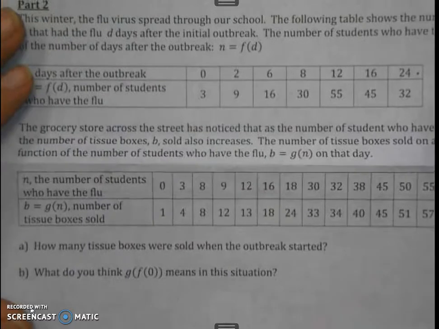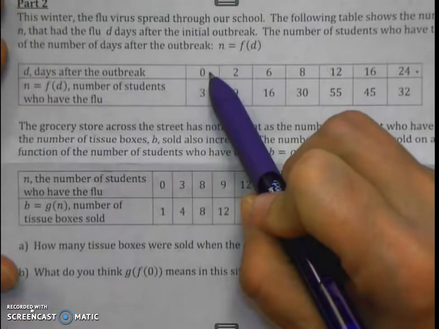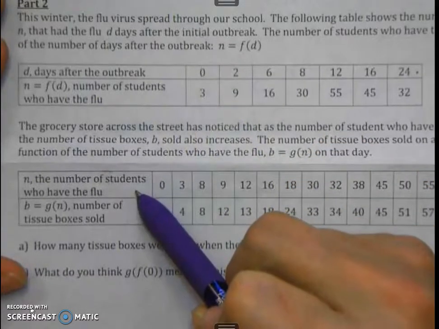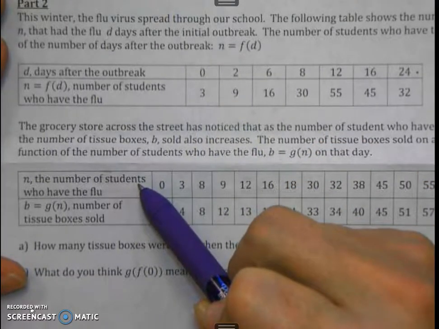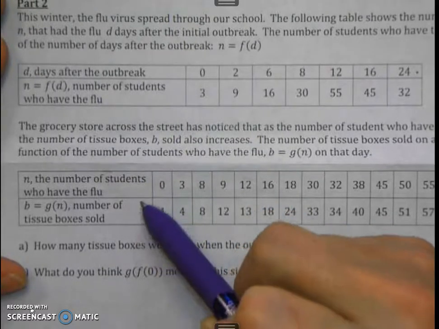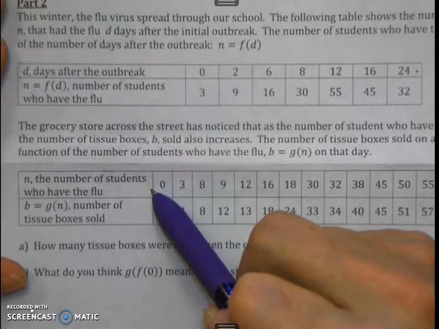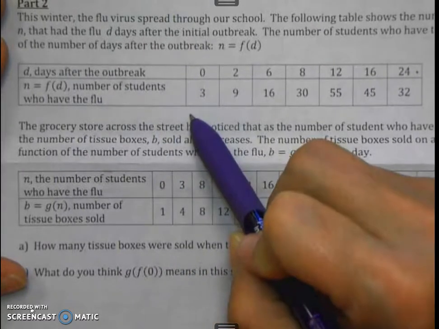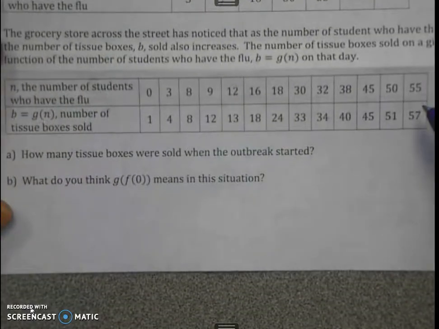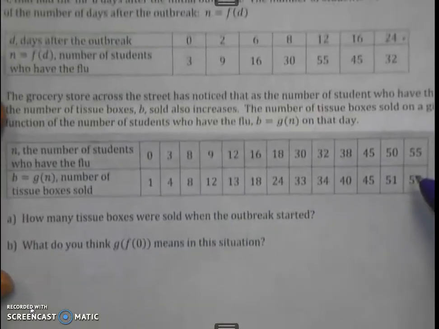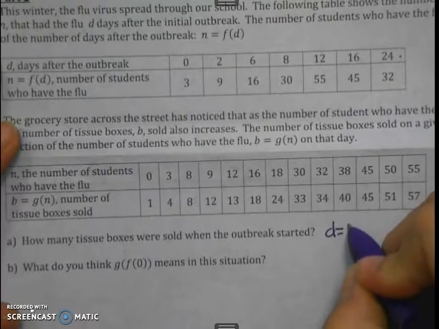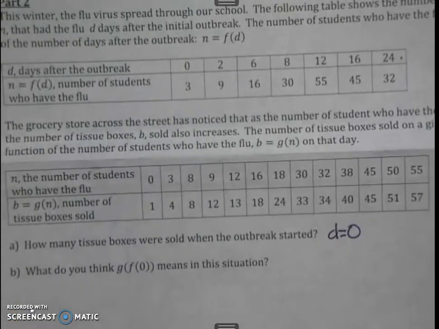The main thing to remember is that this is the number for the days after outbreak. This is the number of students who have the flu. Notice that the tissue boxes depend on the students who had the flu. So you can't get the answer to tissue box unless you know the number of students who had the flu, and you don't know that unless you already know how many days it's been since the outbreak. So when it says how many tissue boxes were sold when the outbreak started, that meant that we wanted D to equal 0, because that's how many days it's been after the outbreak.